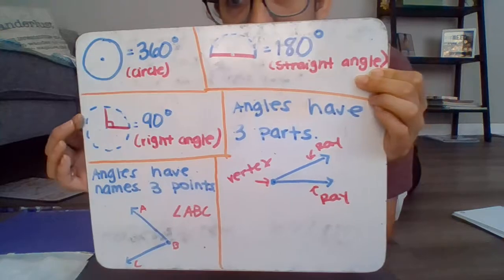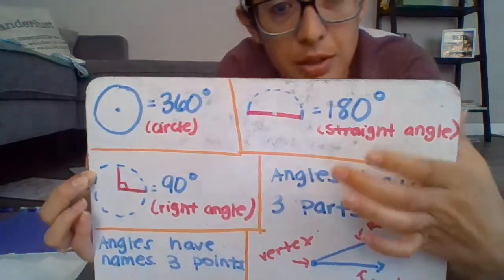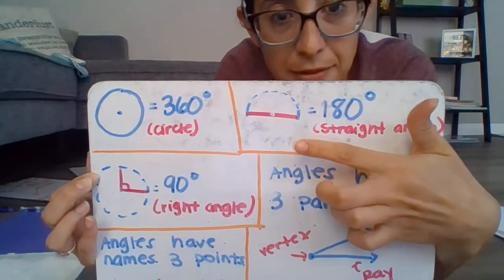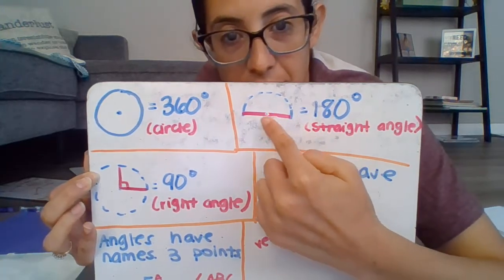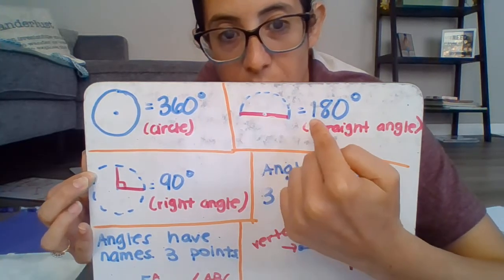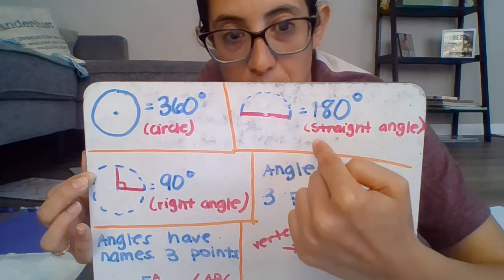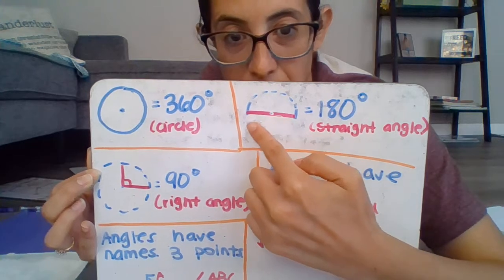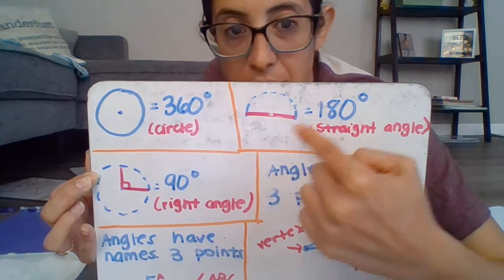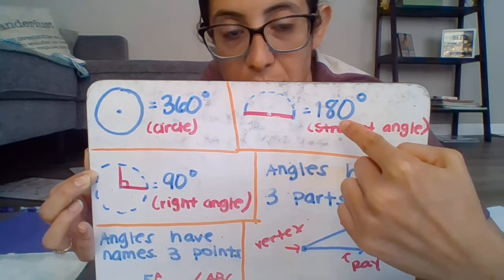Okay. Then if we cut the circle in half, this straight line right here is 180 degrees. So remember, any straight line is a straight angle. All straight angles have a degree of 180.